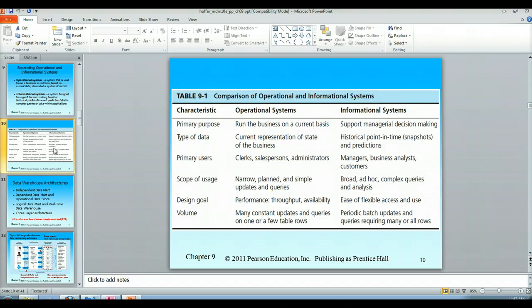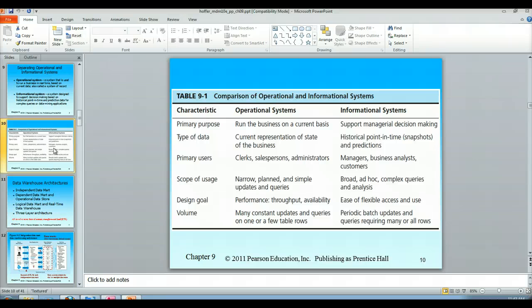The design goal of an operational system is performance, right? We just need people to not get slowed down when they are either asking for or inputting new data. For an informational system, the design goal is ease and flexible access. We want the customers that are using our informational system, which again, pretty much the board of directors are our biggest concern. We want them not to be confronted with a complex system that's a pain to use.